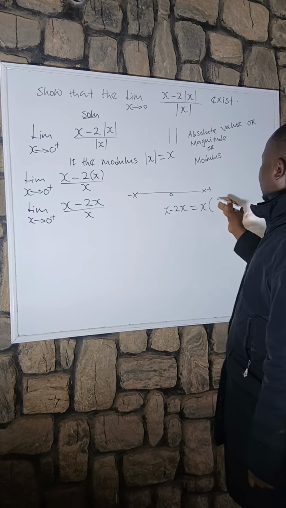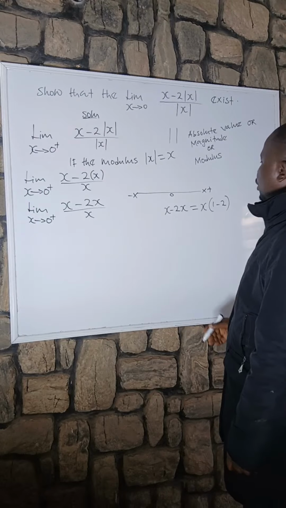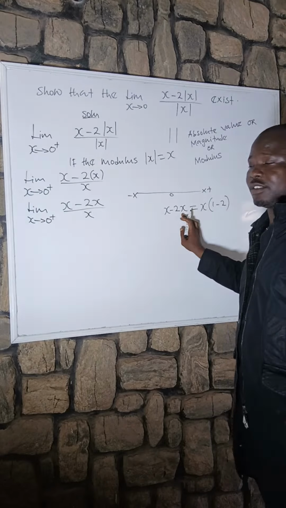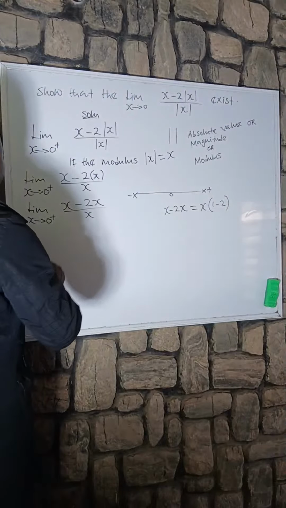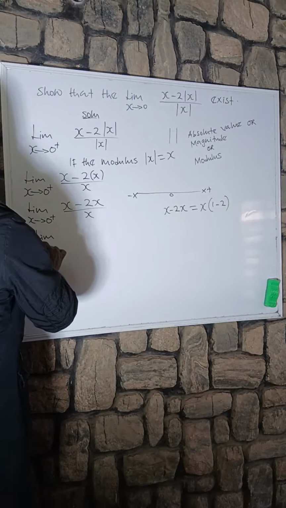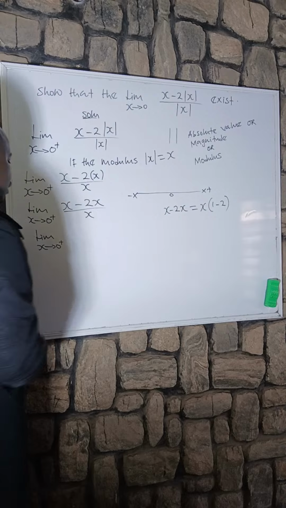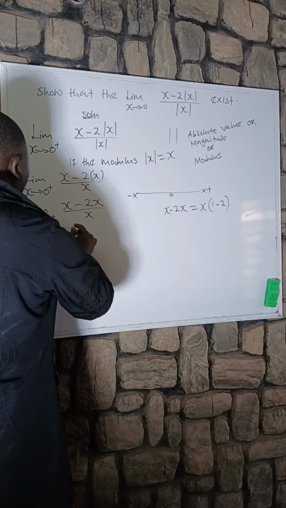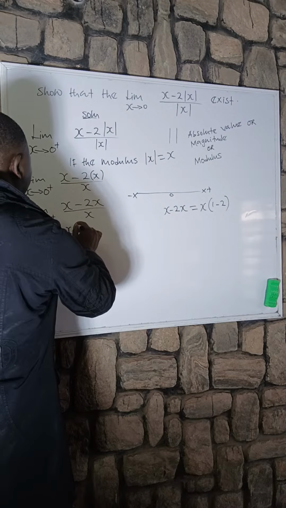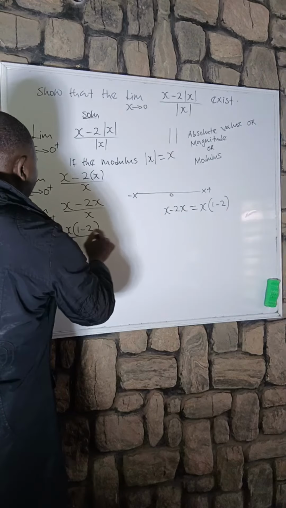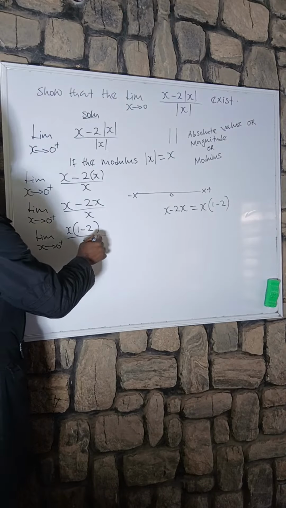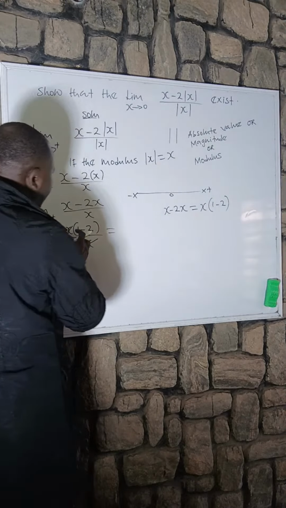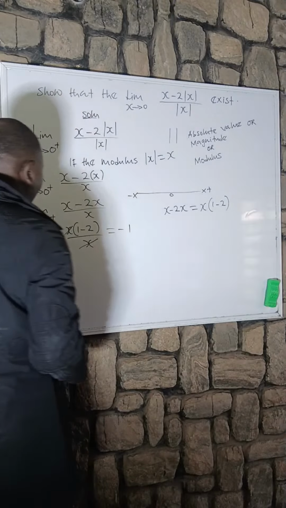X is common, factor it out: 1 minus 2, true or false? It means that by the time you multiply, you get back the original expression. So here we now have the limit as x tends to 0 plus. Here it will now be x(1 minus 2) all over x. As you can see, this and this will cancel. You can now see that 1 minus 2 is minus 1.